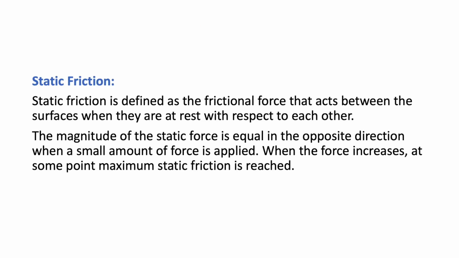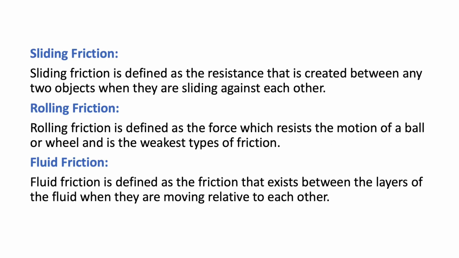Static friction. Static friction is defined as the frictional force that acts between the surfaces when they are at rest with respect to each other. The magnitude of the static force is equal and in the opposite direction when a small amount of force is applied. When the force increases, at some point, maximum static friction is reached. The maximum value of static friction is called limiting friction. After that, the object moves.